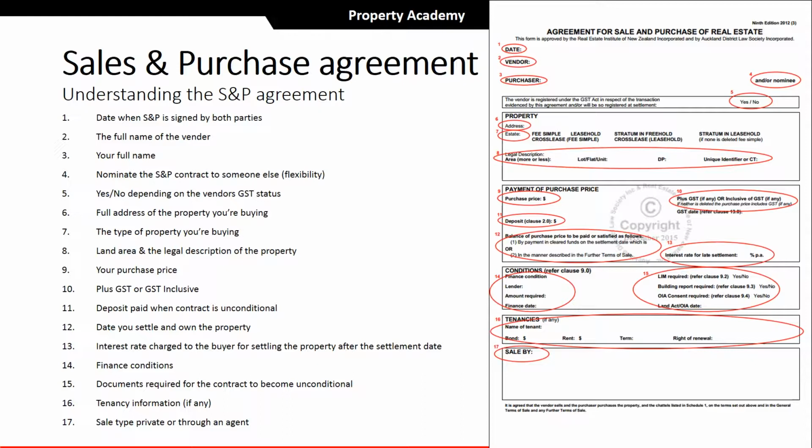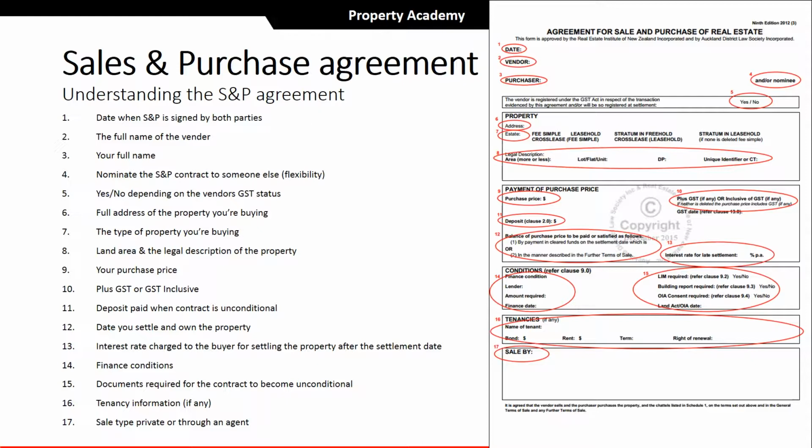So moving to the right side of the section on conditions, you'll see there's LIM required, there's building report required, and OIA consent required, and Land Act that is in association with the previous condition, which is the OIA consent required. So I'll go through it one by one, and LIM basically means Land Information Memorandum, and I'll actually cover the LIM a little bit more in depth moving forward in other lessons as well, so I won't go into too much detail just yet.